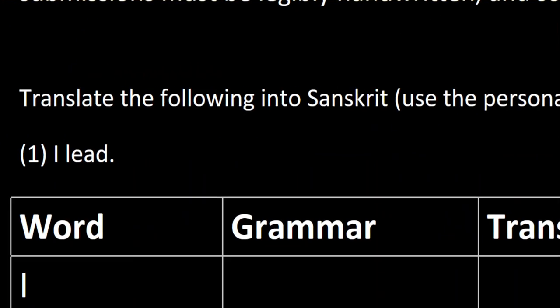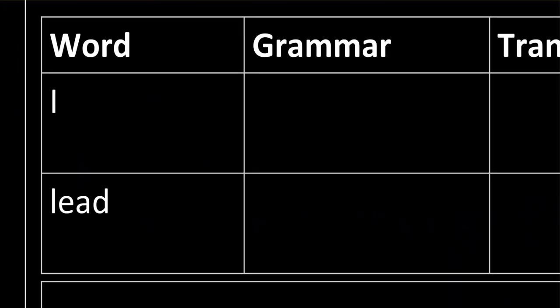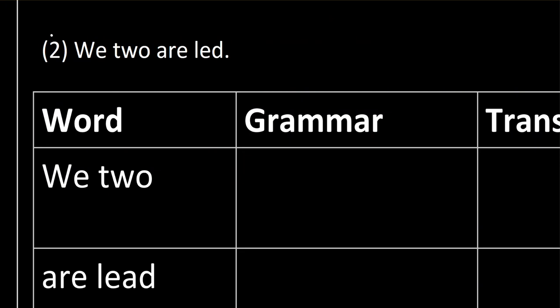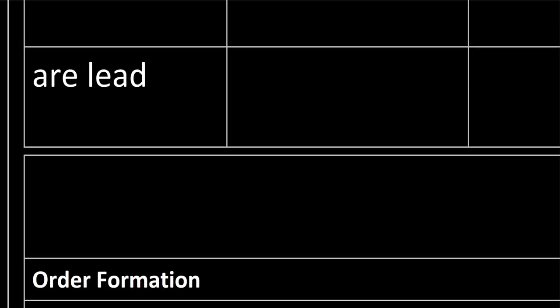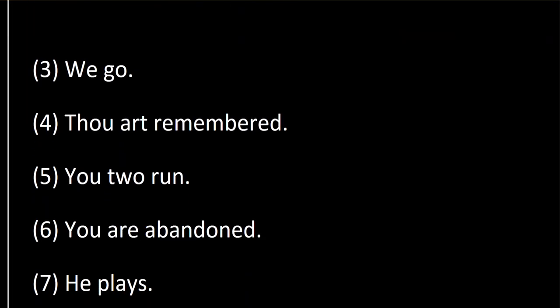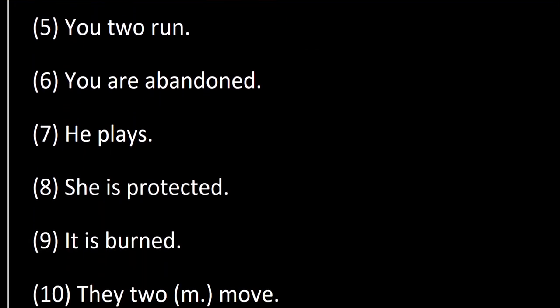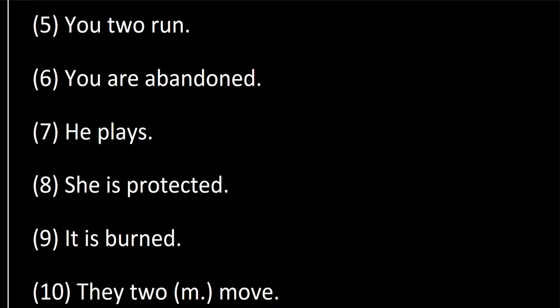So number 1 is I lead. There's already a table set up there for you. Number 2, we two are led. That's going to be another example. Number 3, we go. Number 4, thou art remembered, or you are remembered. That would be passive. Number 5, you two run. Notice that there is a mix between present tense sentences and passive voice sentences.